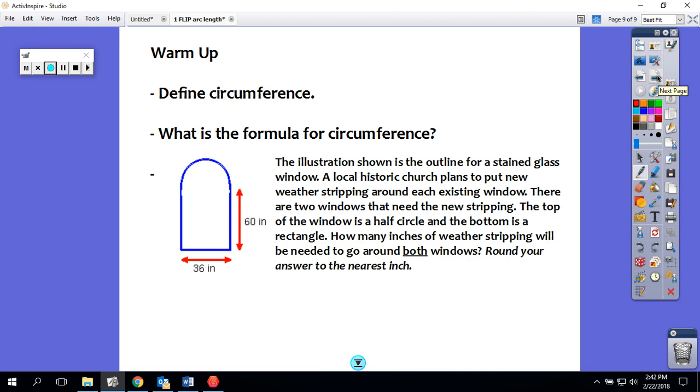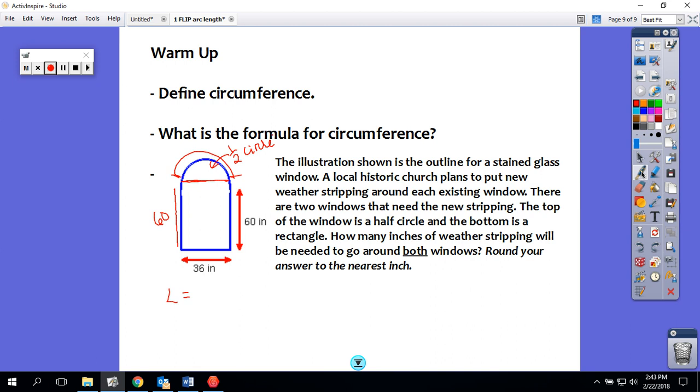Alright, so back to the warm-up. We wanted to know how much weather stripping we would need for this window. Well, we know that the weather stripping would only go where the blue is. So I know that this is 60, this is 36 on this side, this would be 60, and it tells us in the problem that this is half of a circle. So that means that I need half the circumference, or that's 180 degrees, for this length here. So to get that length, I have 180 for my theta.